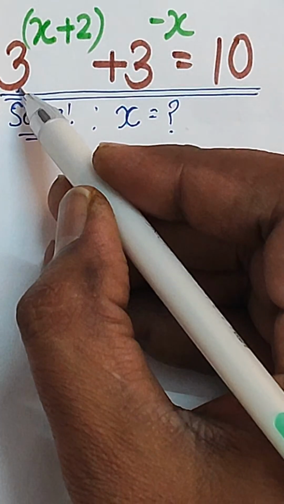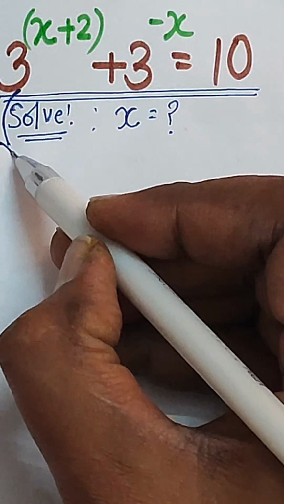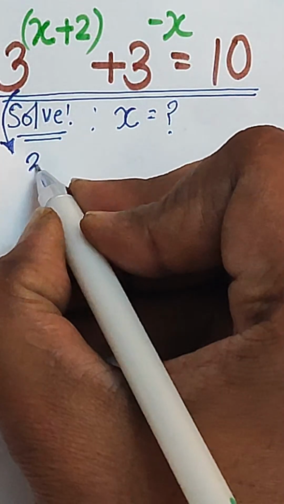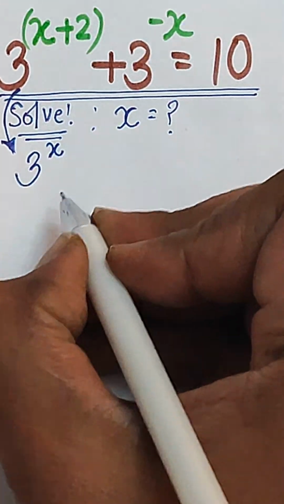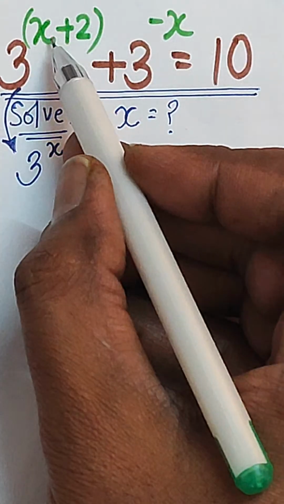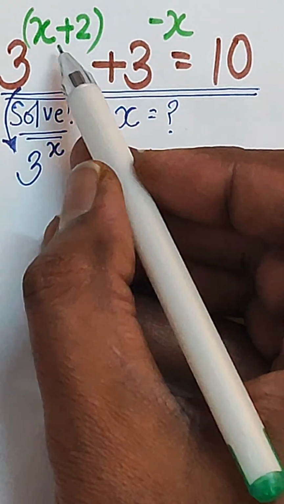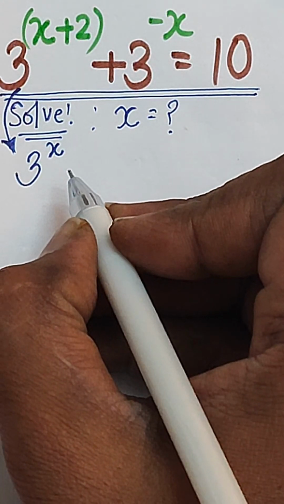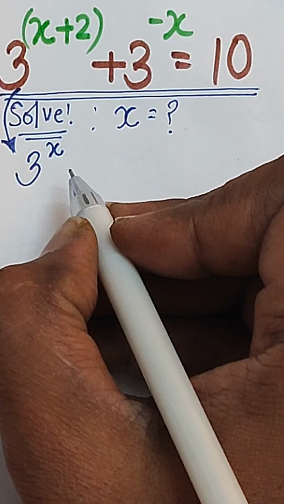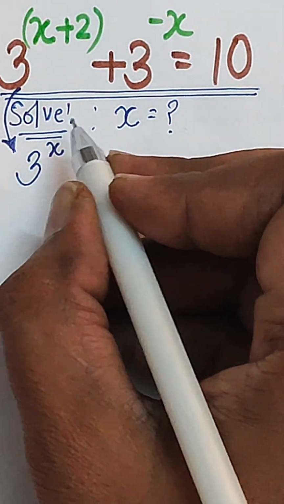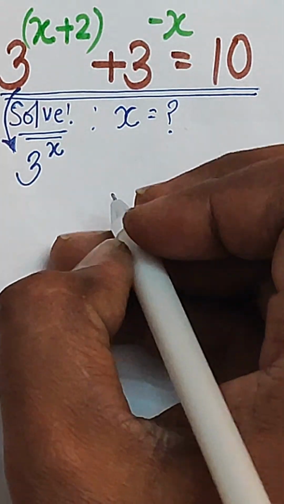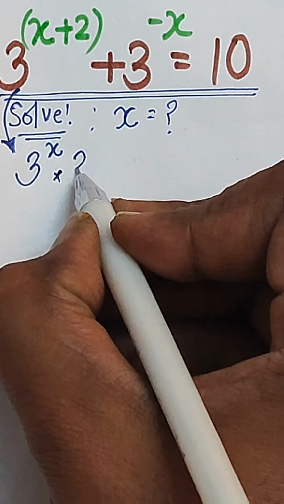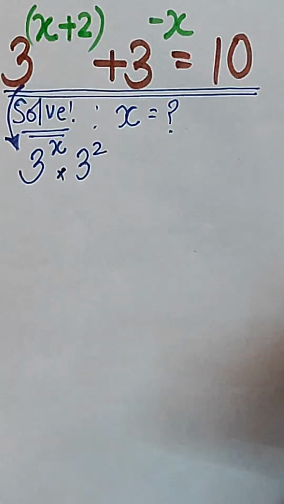So this equation can be written as 3 power x plus 2 in the exponent. If you remember, if the bases are the same and they are multiplied together, then their exponents will be added together, right? So here 3 power x plus 2 can be written as 3 power x into 3 power 2, isn't it?